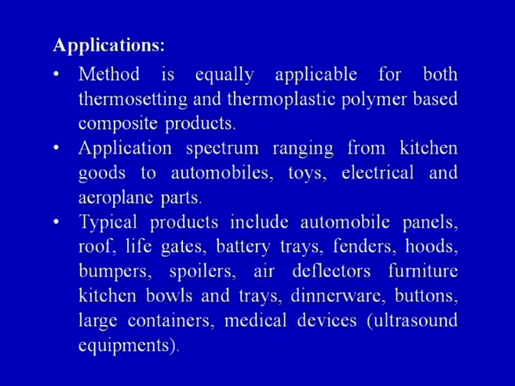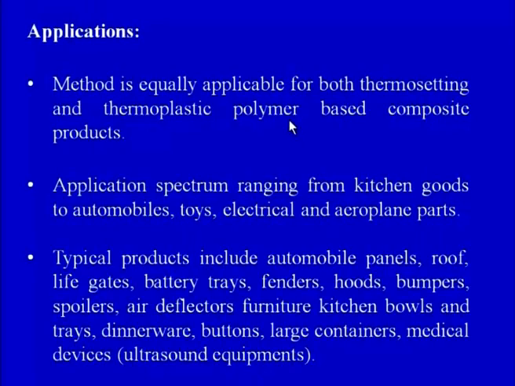Now, what are the applications? The applications of the compression molding process are numerous. This particular process is used for making a large number of different types of composite products for different applications. On your screen you can see this method is equally applicable for both thermosetting and thermoplastic polymer based composite products. Application spectrum ranges from kitchen goods to automobiles, toys, electrical and aeroplane parts. So, different types of parts or components which can be used in kitchens, automobiles, toys, aeroplanes, etcetera, can be made.